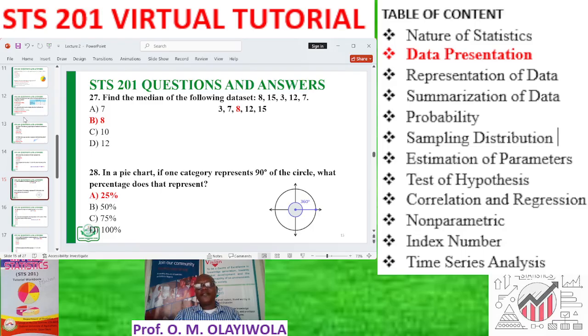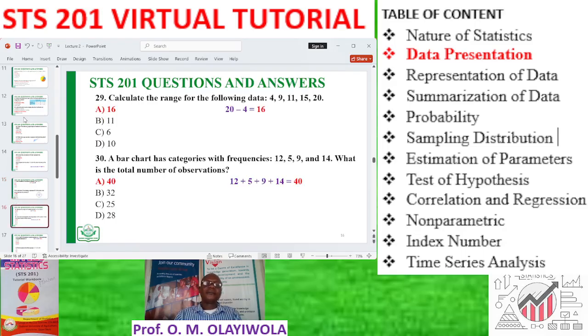28. In a pie chart, if one category represents 90 degrees of the circle, what percentage does that represent? So 90 degrees is 1/4 of the entire 360, which means 1/4. And 1/4 is 25%. So A is the correct answer.